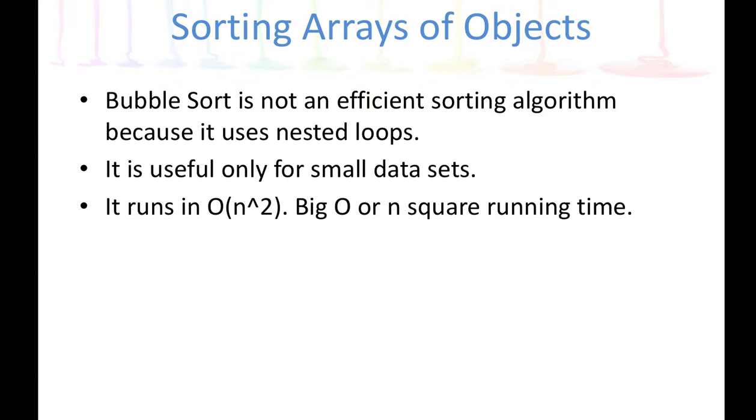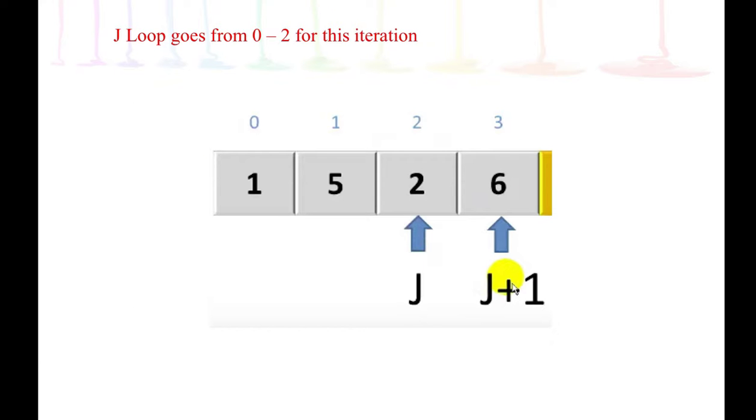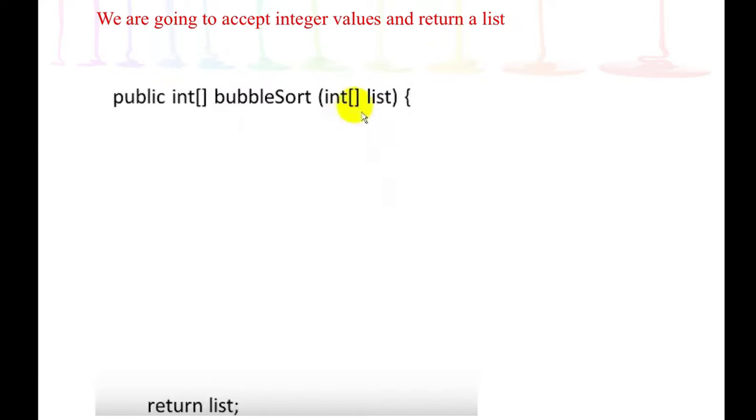Now, sorting an array of objects. Bubble sort is not an efficient sorting algorithm because it uses nested loops. It is useful only for small data sets. It runs in O(n squared) time, the big O of n squared, which describes its running time. In this example, I is the outer loop and J is the inner loop, and then you have 1, 5, 2, 6, 8, 9. So J goes from 0 to 2 in this iteration, and you see J and J plus 1.